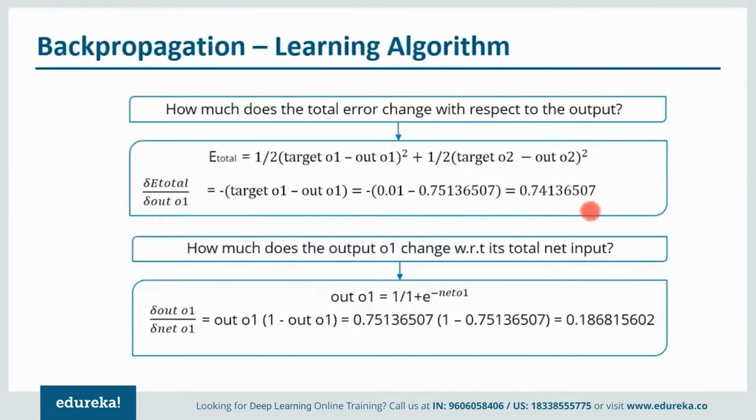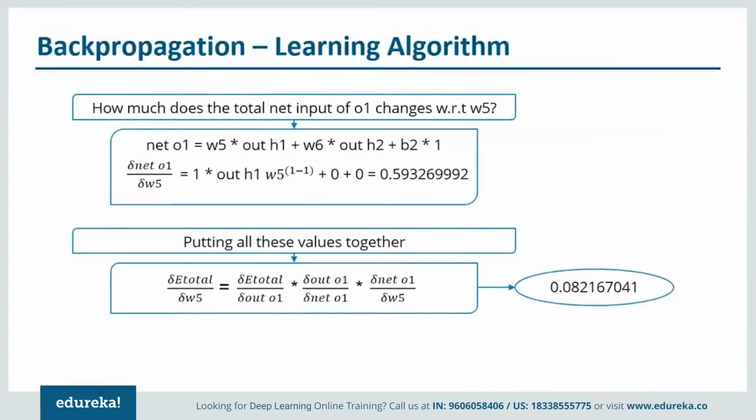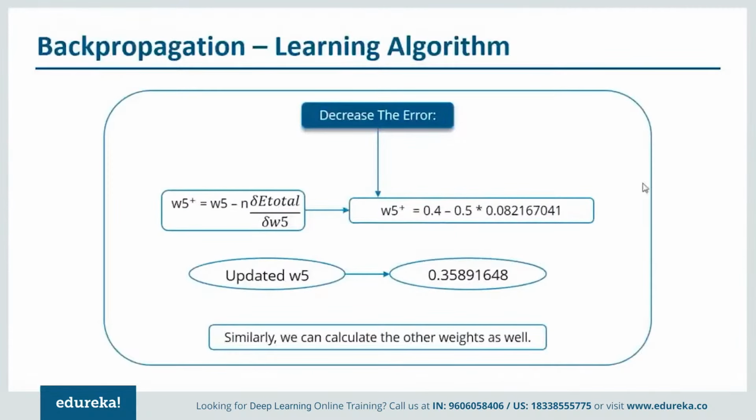It came around 0.741. Similarly, we calculate how much the output O1 changes with respect to the net output, and we get this. After that, we calculate the change of net output with respect to W5 also, and we got this. Finally, we put all these values together and found the change in error with respect to the change in weight W5, which came to around 0.082167041. Now is the time to update the weight. So how are we going to update the weight?